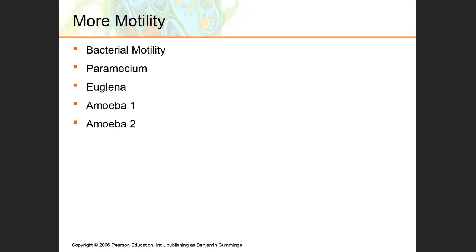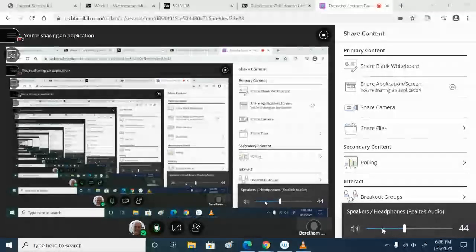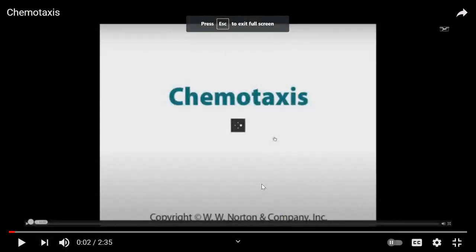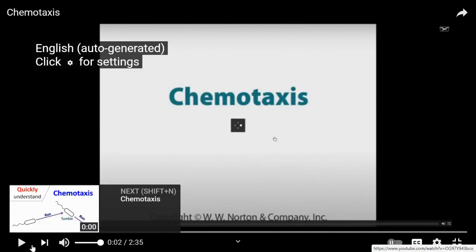I have to share my screen for this so we can see it. Let me turn down. Okay, so can we all see chemotaxis here? Yes. Yes. Yes.